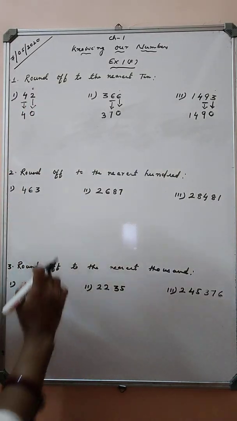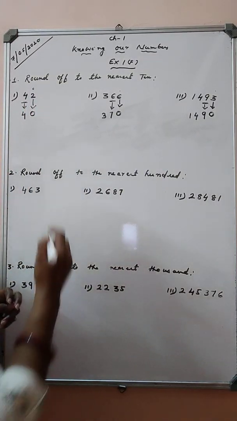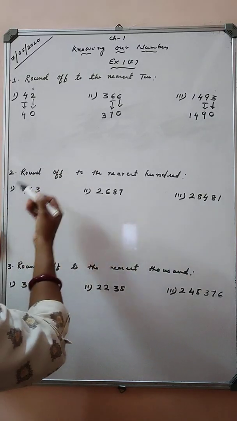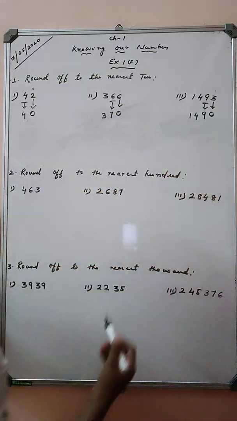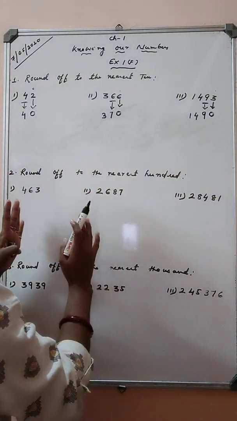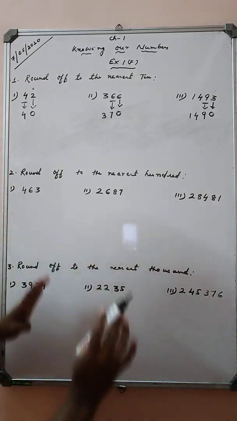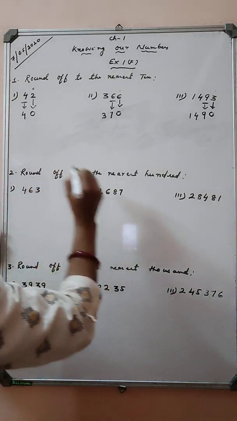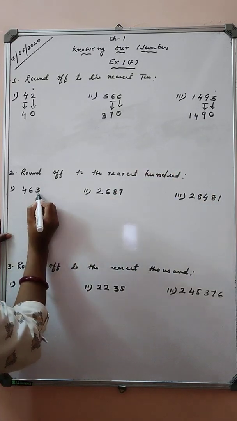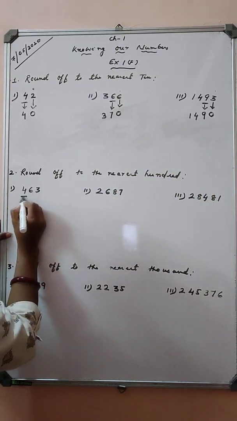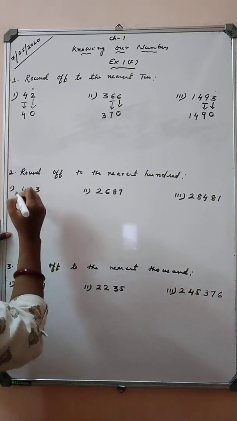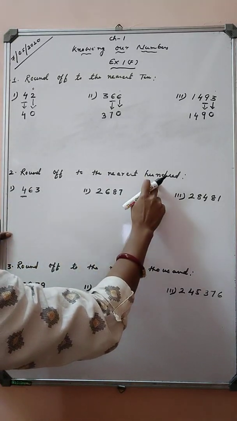Now let us start question number 2. Round off to the nearest 100. The process is same, students, only place will change. Now the question is asking round off to the nearest 100. So ones, tens and 100. This is our rounding place. 100 place is our rounding place according to the question.